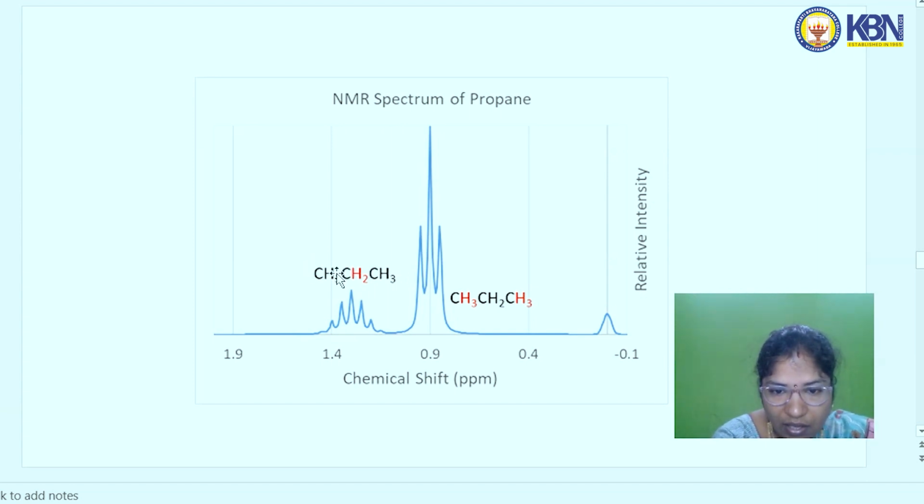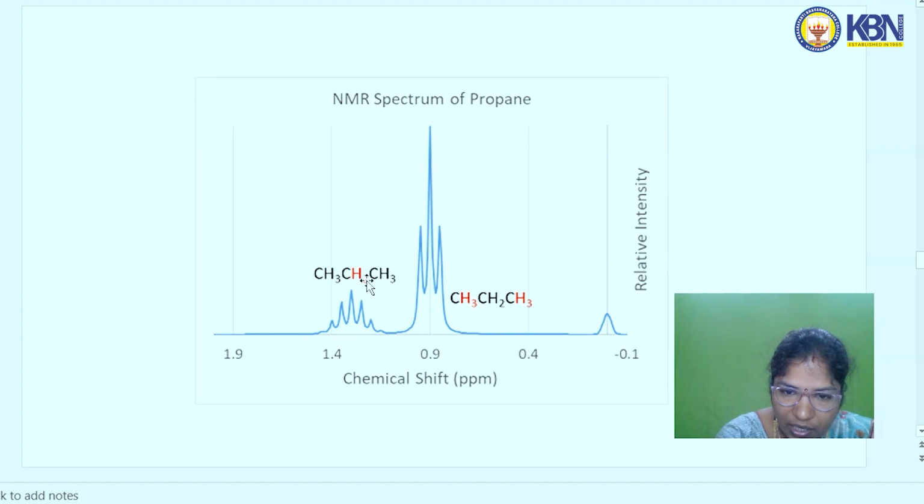Overall, we have 8 protons, but 6 protons are in the same chemical environment and 2 protons are in a different environment. So we get only 2 types of peaks. First, we observe the CH3 group. The number of neighboring protons is only 2, so n is equal to 2 plus 1, and it is observed as a triplet.